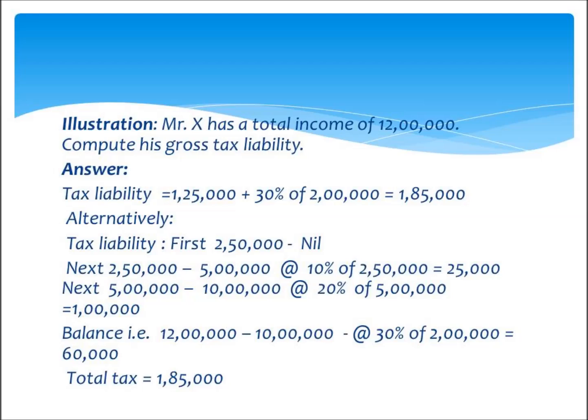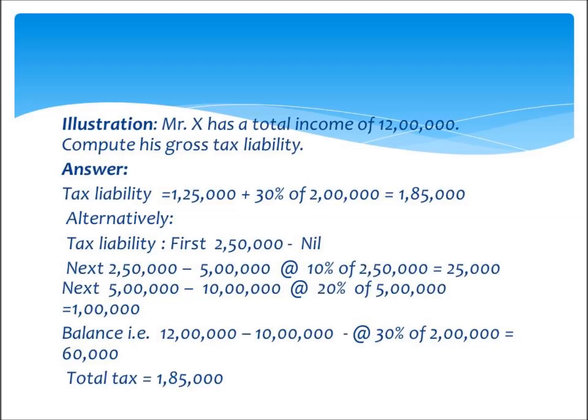Let us understand the slab rate of individual by this illustration. Mr. X has a total income of rupees 12 lakhs. Compute his gross tax liability. Mr. X is earning rupees 12 lakhs per year. So what is the amount of income tax he is liable to pay? Mr. X is coming under the last category given in the slab, that is when the income exceeds rupees 10 lakhs. So what was the provision for that category? What was the rate for that category?